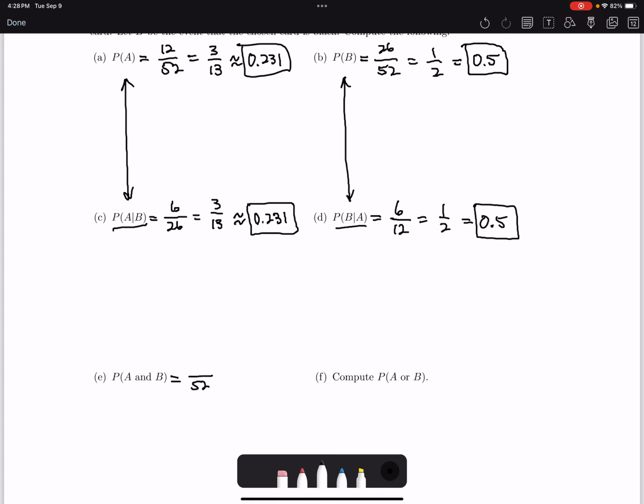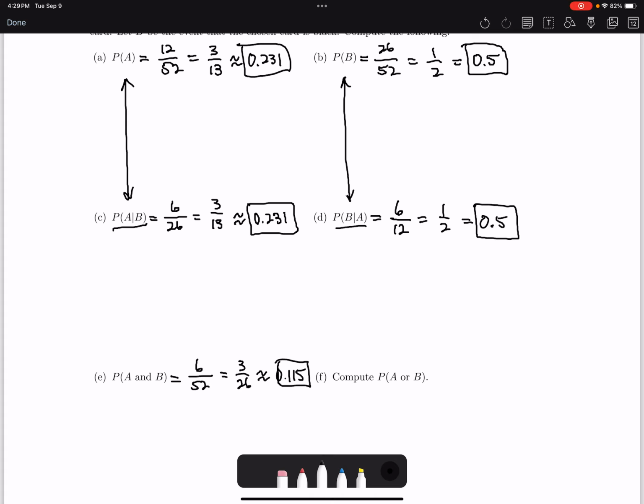Now, how many of those 52 cards satisfy both those conditions of being black and being a face card? And as we've seen in parts C and D already, there would be 6 of those, right? There are 6 black face cards. So we could punch that into our calculator, and as a fraction, we would get 3 out of 26 reduced. As a decimal, we would get 0.115 approximately.